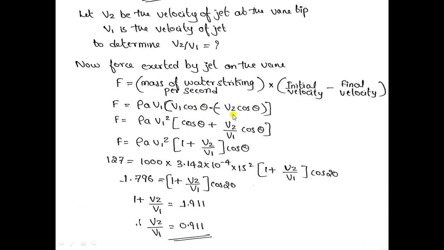So initial minus final is V1 cos theta minus of minus V2 cos theta. Now minus of minus will become plus and we can take V1 common. So if we take V1 common and if we simplify, F will be equal to rho a V1 square. In the bracket we will be having cos theta plus V2 by V1 cos theta. Cos theta also we can take common. So if we substitute the value of F and other values, and if we simplify for V2 by V1, we will be getting 1.911. Therefore, V2 by V1 is 0.911.